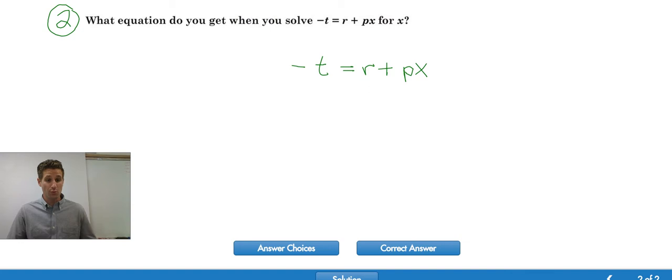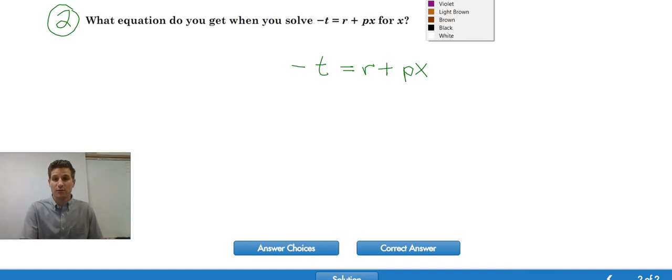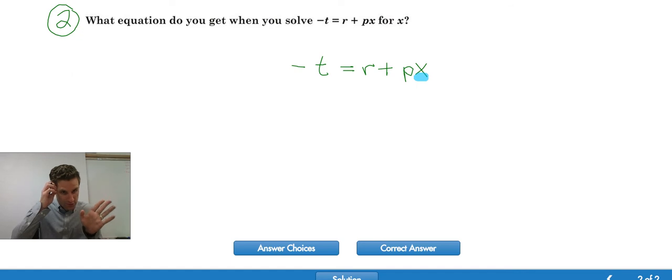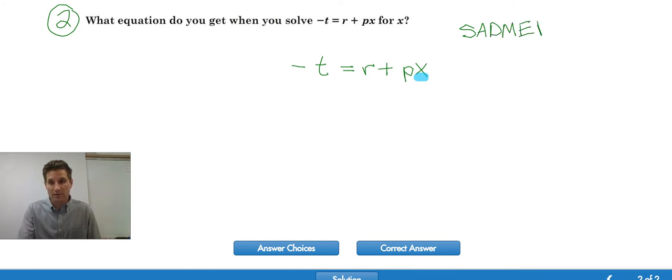Okay, so we want to go ahead and isolate, solve for only the x portion. And again, I'm highlighting this because I'm letting myself know I need to get rid of the other two items. So on that side of the equation, r and p are there, I need to get rid of them. So to get rid of them, we're going to use the same tactics that we've used before. And I'm going to write SADMEP again.